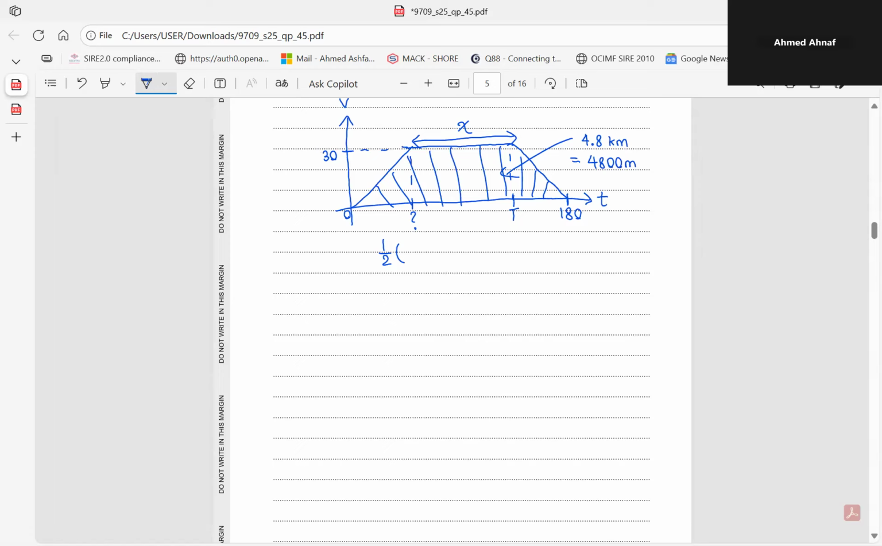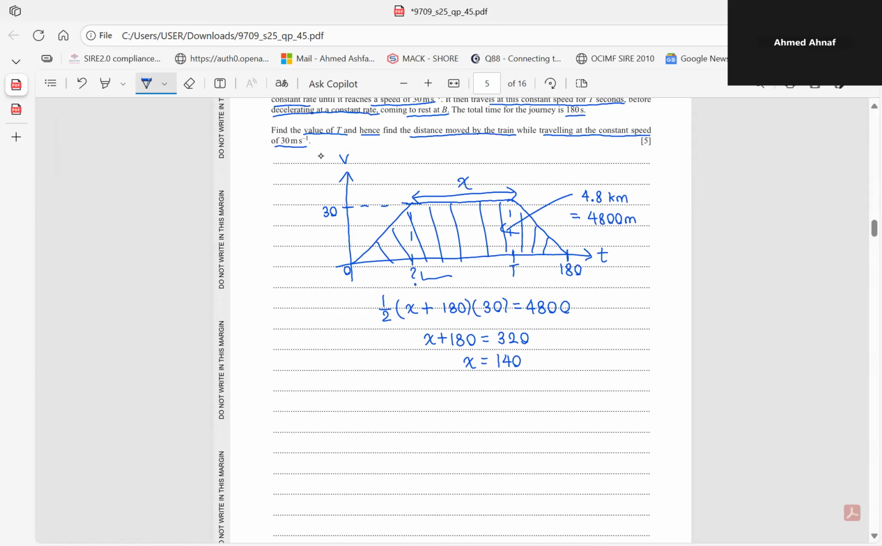We'll let this be x, okay? So this x plus the other one, it's just 180 times the height, which is 30, equals 4,800 meters. And then x plus 180 is just going to be 4,800 divided by 15, which is 320. And then x, you would get 320 minus 180, which is 140. So this interval is 140 seconds.